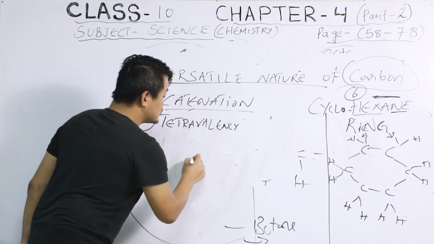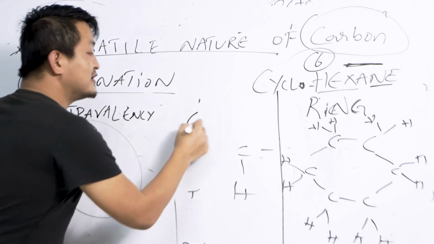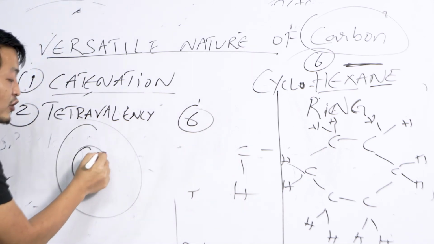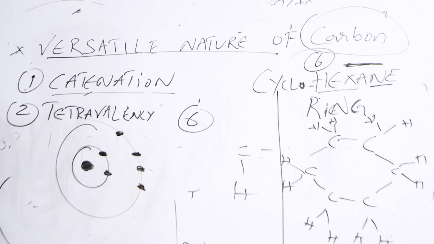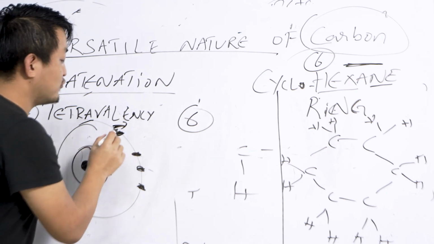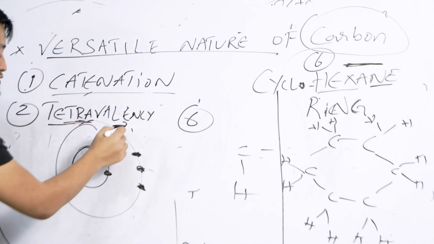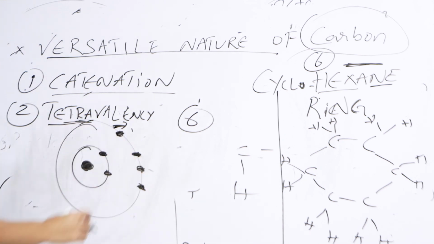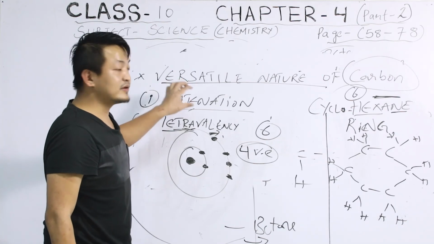Now, if I have to draw the atomic structure of carbon, the atomic number for carbon is 6, right? So we start from the first orbit, 1, 2, 3, 4, 5, 6. Now, which is the outermost shell? This one, right? In the outermost shell, how many electrons do we have? 1, 2, 3, 4, right? So tetra means 4. So we have 4 valence electrons in the carbon atom.